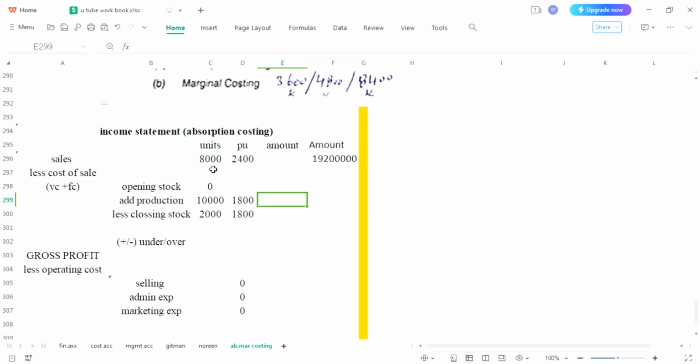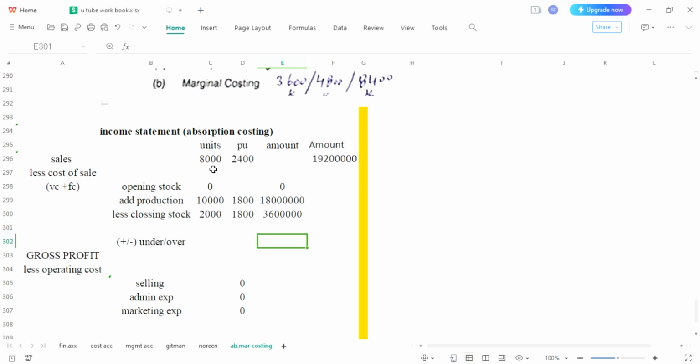Then at inner column we will be calculating opening stock, which is 0, and then production cost. How will you calculate? Units are multiplied by per unit. So unit of production 10,000, and you need to multiply per unit 1800. So production cost is here, and then you will calculate closing stock. How? Units of closing stock 2000, and then multiply it with per unit cost, which is 1800. So in this way closing stock has also been calculated.